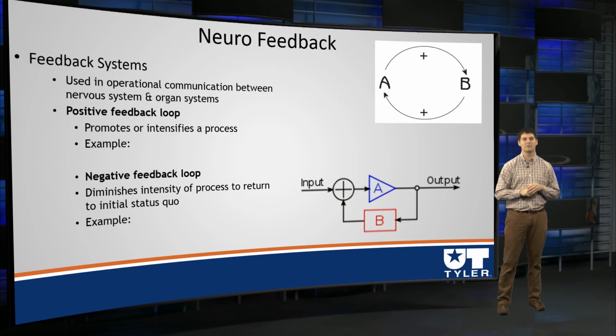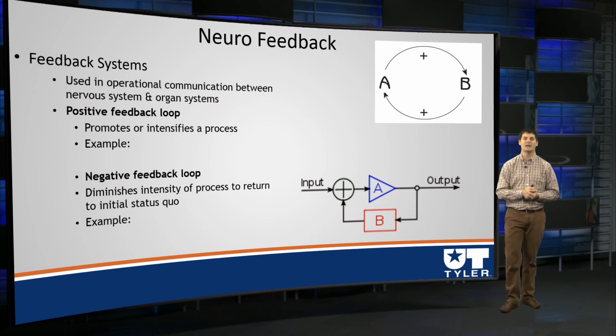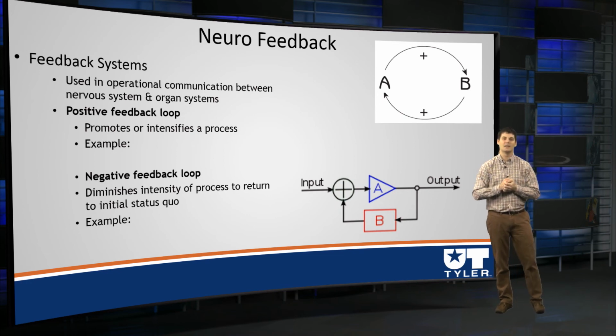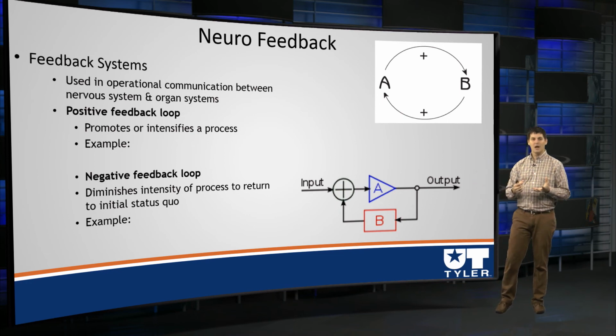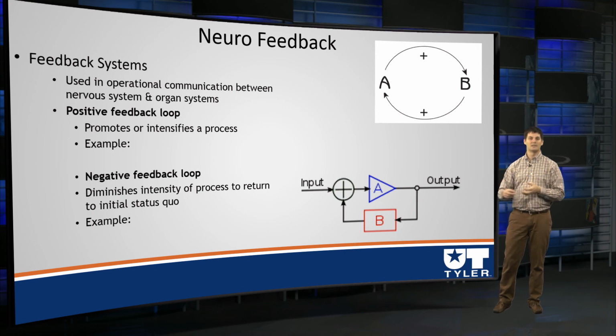So how do we do it? First, let's look at neurofeedback. We have two different types of feedback systems in the body. These are, again, as we mentioned in the previous slide, our ability to detect and respond. This is the communication between the nervous system and the organs. So if we detect a change, we can respond in an appropriate manner and alter the function of the organ system that it is innervating. So we have two different types.